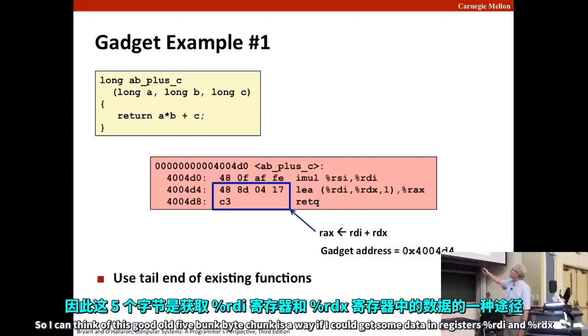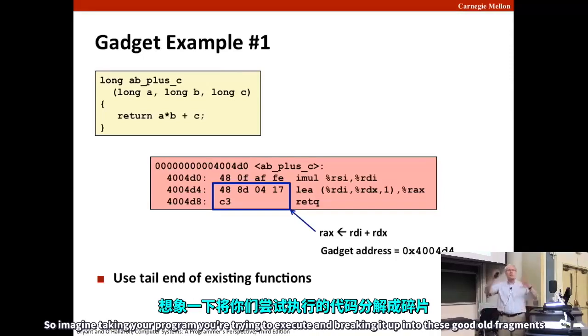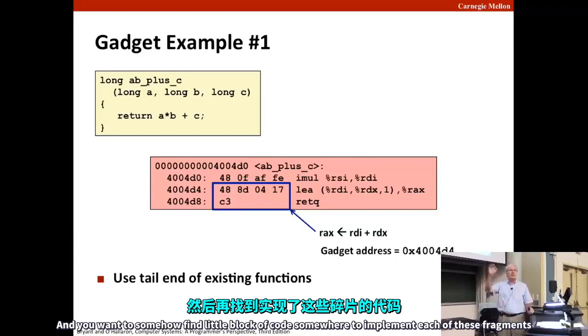So I can think of this little 5-byte chunk as a way, if I could get some data in registers RDI and RDX, then I could compute their sum and stick it in RAX. So imagine taking the program you're trying to execute and breaking it up into these little fragments, and you want to somehow find a little block of code somewhere to implement each of these fragments.